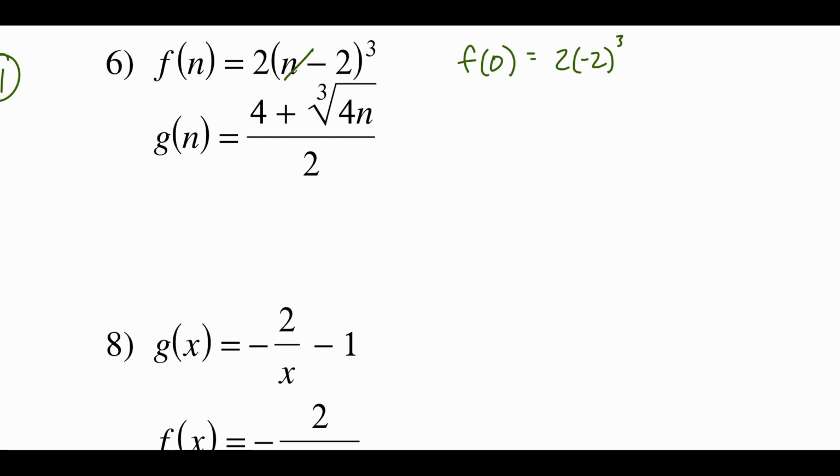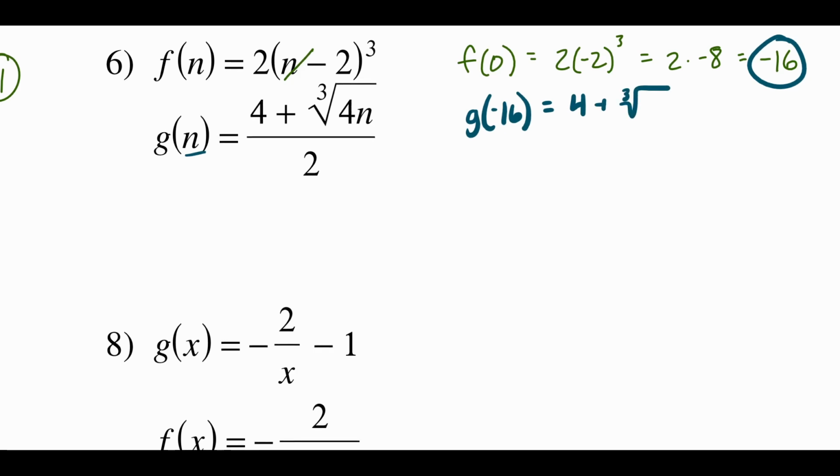Negative 2 cubed is going to result in a negative 8, and 2 times negative 8 is going to give me a negative 16. So now I'm going to take that negative 16 and plug it in for x in my function g. So g of negative 16 is going to equal (4 plus the cube root of 4 times negative 16) all over 2.